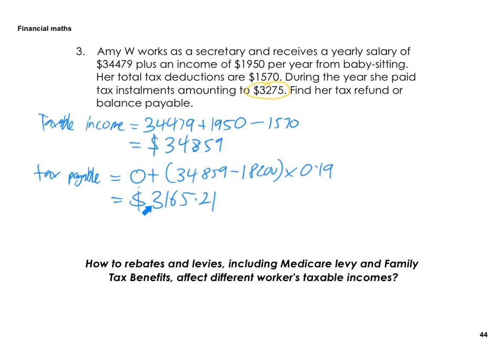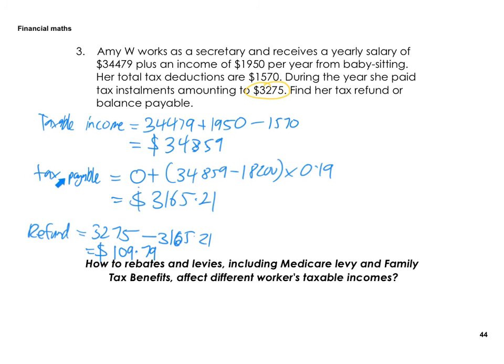So they need to pay this and they actually paid this. Obviously they've paid a little bit more than what they have to, so this is going to be a slight refund. So refund equals 3,275, take away what they need to pay, and that'll be the refund. So $109.79 is the refund. So again, how do you know it's a refund or debt?